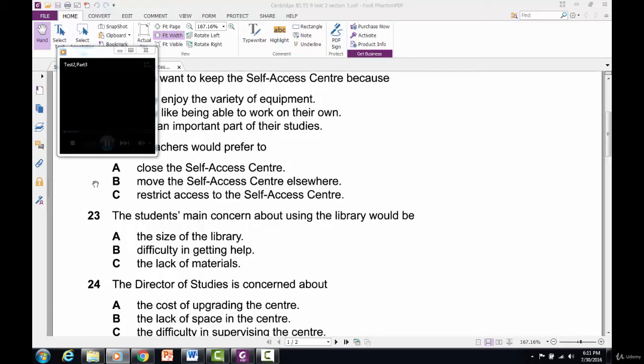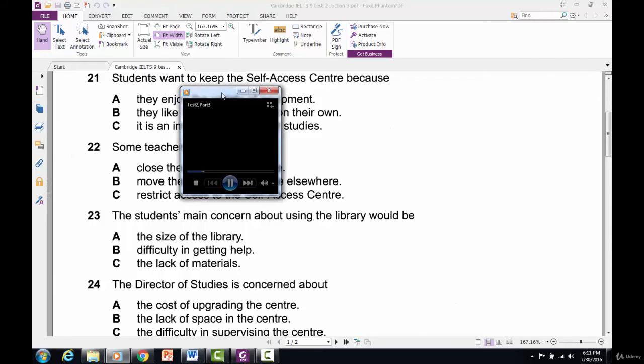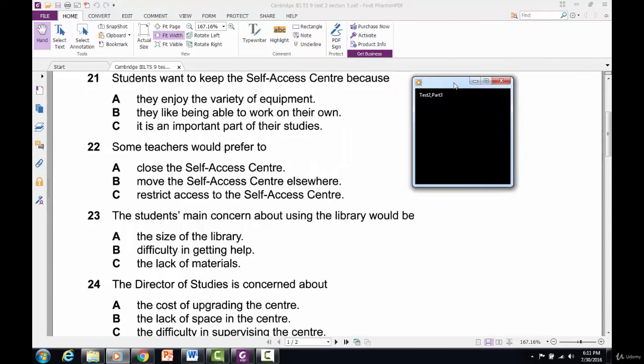Hi, Yun. As you know, I've asked you here today to discuss the future of our Self-Access Centre. We have to decide what we want to do about this very important resource for our English language students. So, can you tell me what the students think about this? Well, from the students' point of view, we would like to keep it.